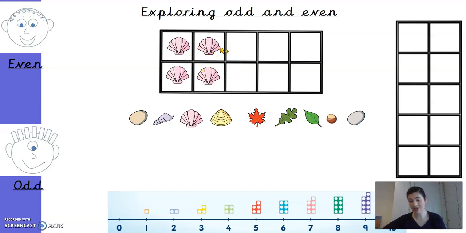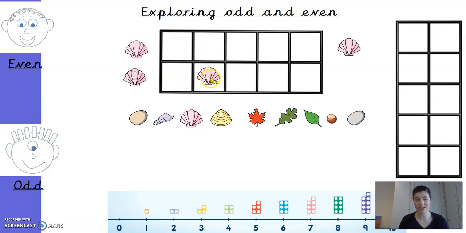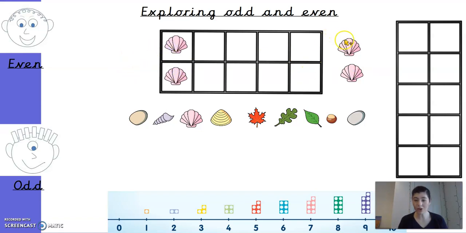Does that mean that we can share it fairly? Let's double check. 1 on this side, 1 on this side, 1 on this side, 1 on this side. We can share it fairly, share it equally, which means it's what? Is it an even number or an odd number if we can share it fairly? It's an even number, isn't it? It's going to go to even Stephen. Let's put it under him. Fantastic.